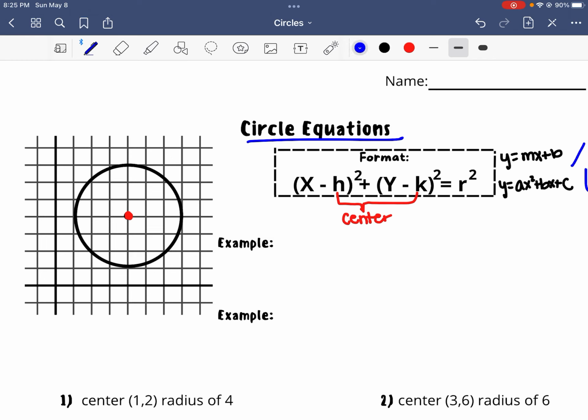The next piece of information that is crucial to circles is the radius, okay? And the radius is the distance between the center and any point on the circle. So this is a radius, and this is a radius, and this is a radius, and this is a radius. So if I were to measure all of these blue lines, they would be exactly the same, okay?